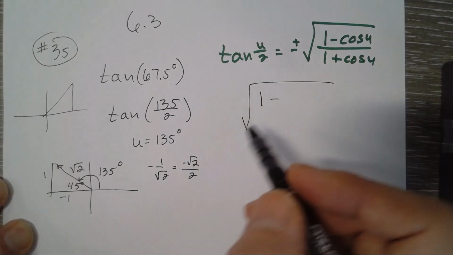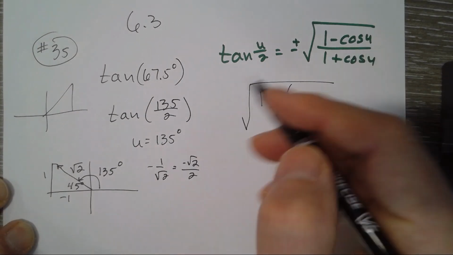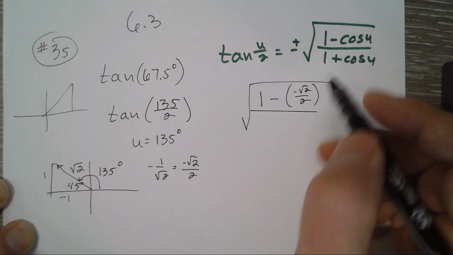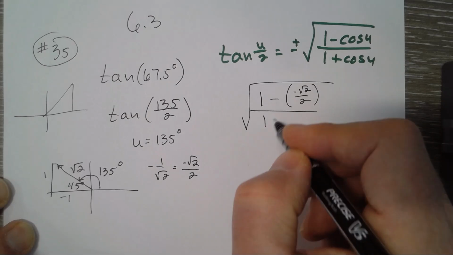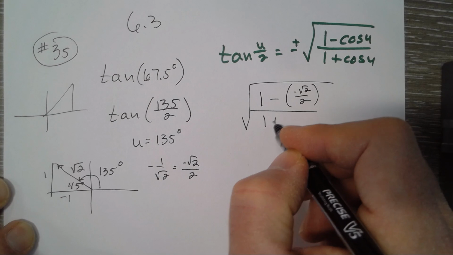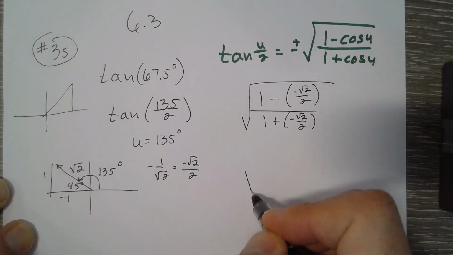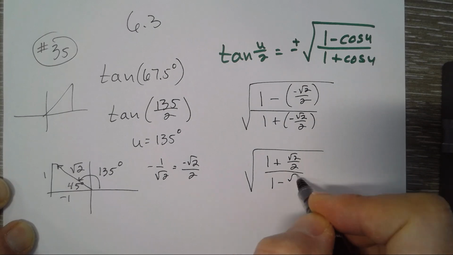So it's 1 minus the cosine of that, so it's 1 minus negative square root of 2 over 2, and then 1 plus the cosine of negative square root of 2 over 2. So now we just have to simplify it. So it's the square root of 1 plus square root of 2 over 2 and 1 minus square root of 2 over 2.